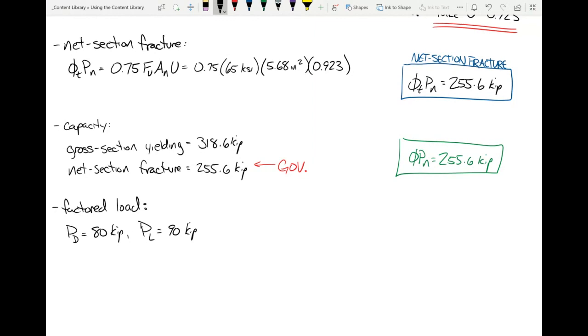It'll be one of the first two cases. Case 1 was 1.4 dead. Case 2 was 1.2 dead plus 1.6 live. By observation, I can see that case 2 is going to yield a bigger answer, so I'm just going to use case 2. Case 2 says PU is 1.2 P dead plus 1.6 P live.